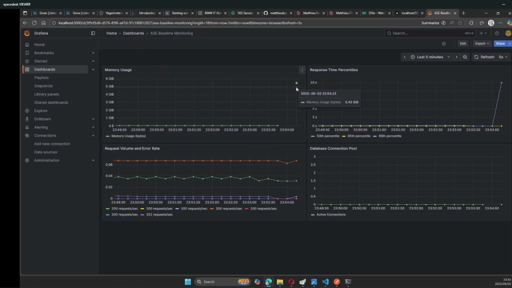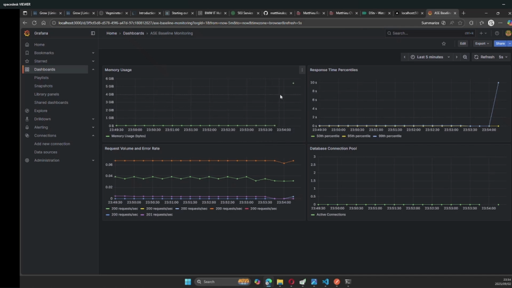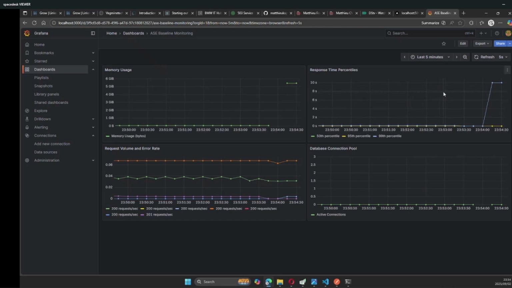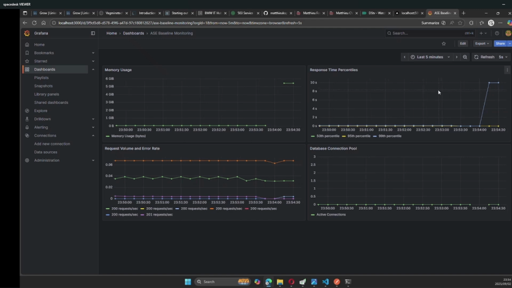Watch how the memory spikes from 64 megabytes all the way to 5.43 gigabytes. That's an 85 times increase in 10 seconds. The response times over here we can see are hitting 10 seconds, and that's exactly what the ASE teams will see when the memory leaks cascade.